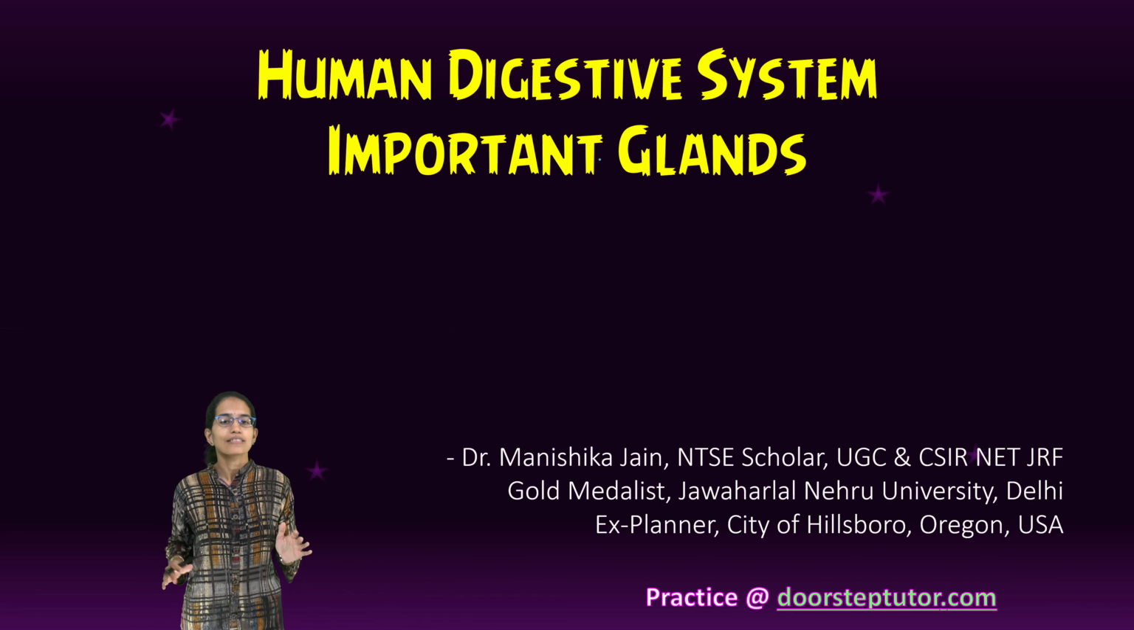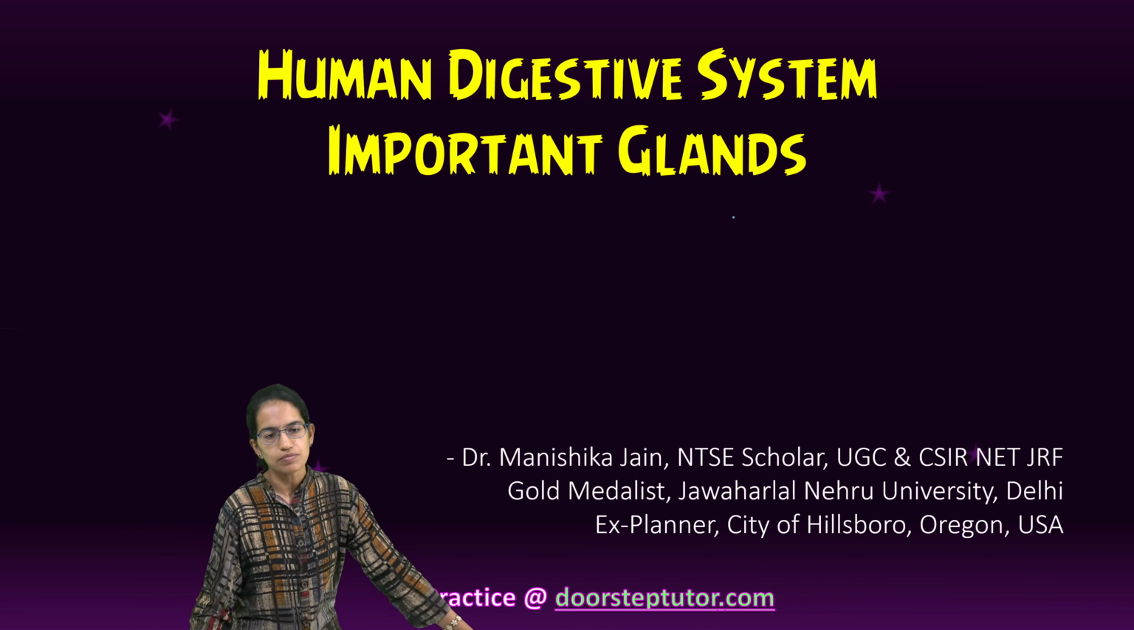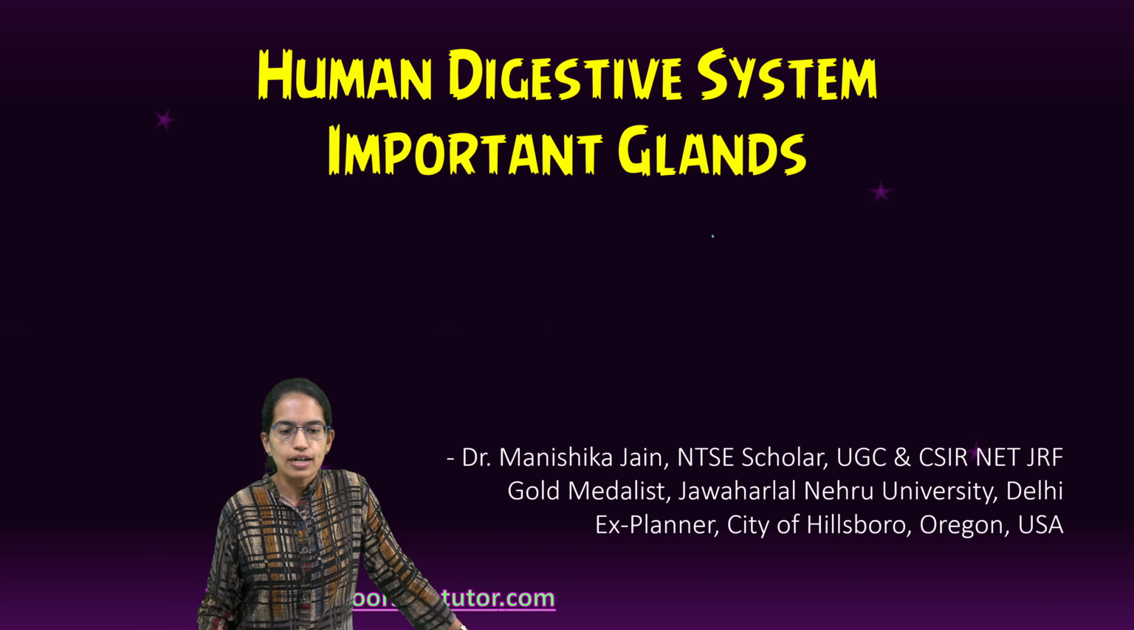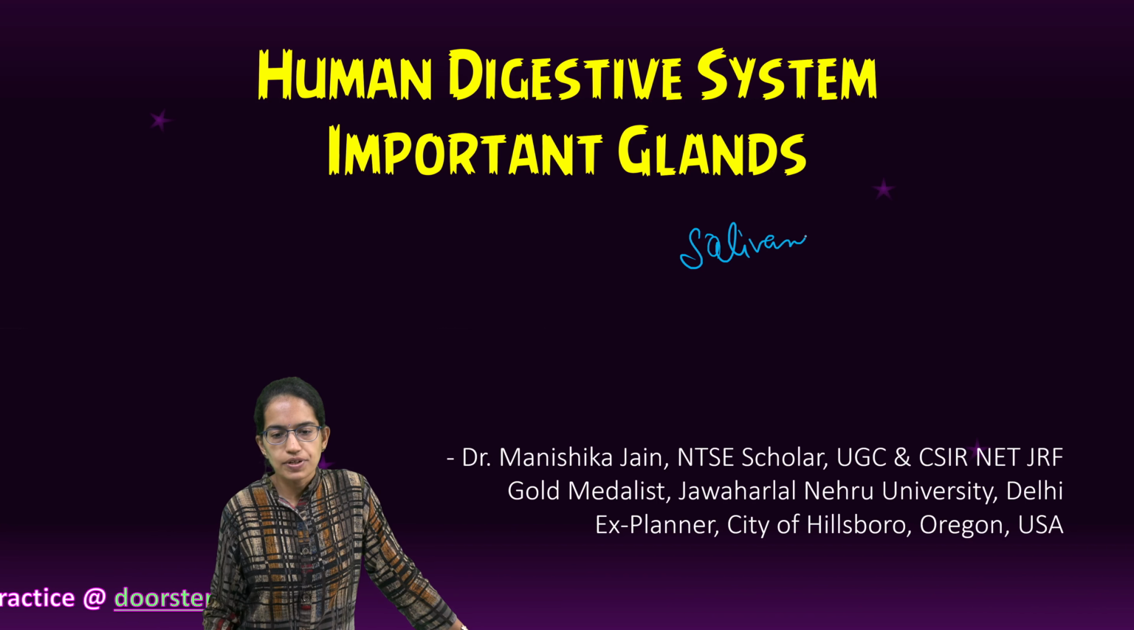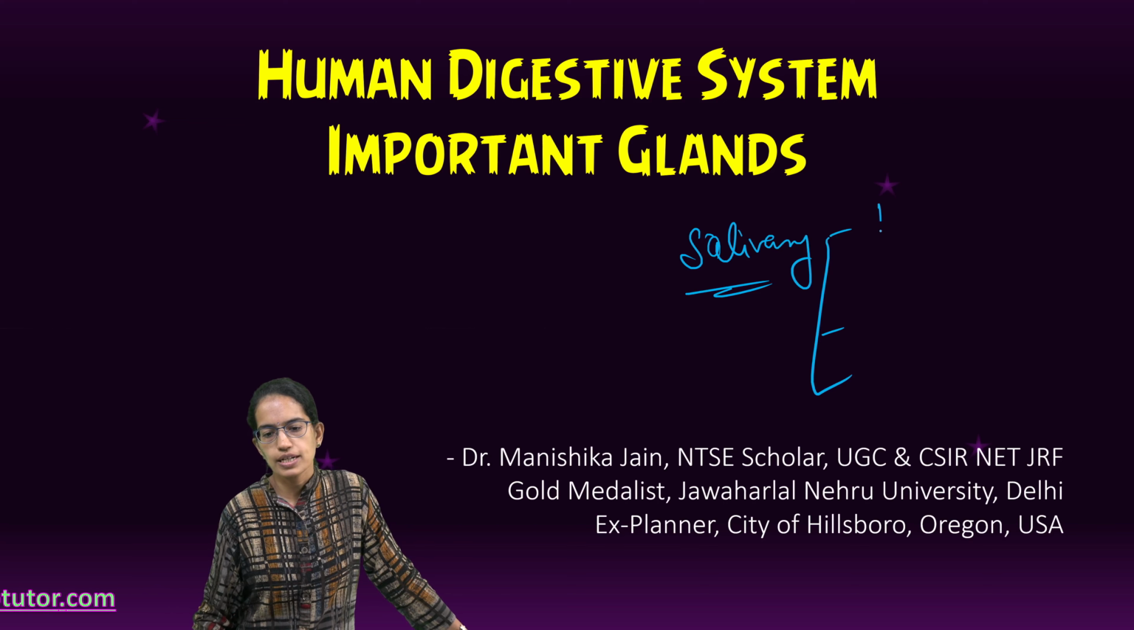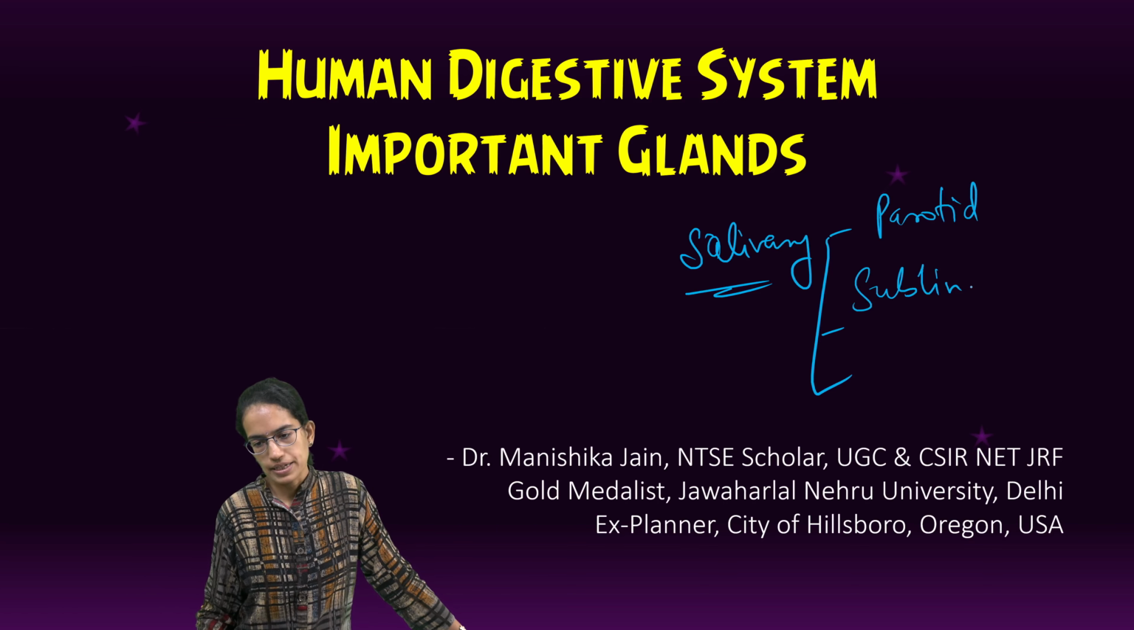Welcome. Let's understand some important glands in the digestive system. To begin with, the first one is the salivary glands. Under salivary glands, we would understand three important glands. Those are parotid, sublingual and submandibular.